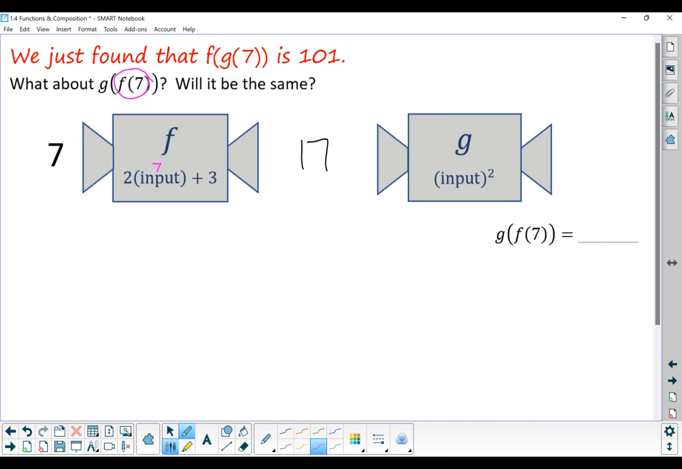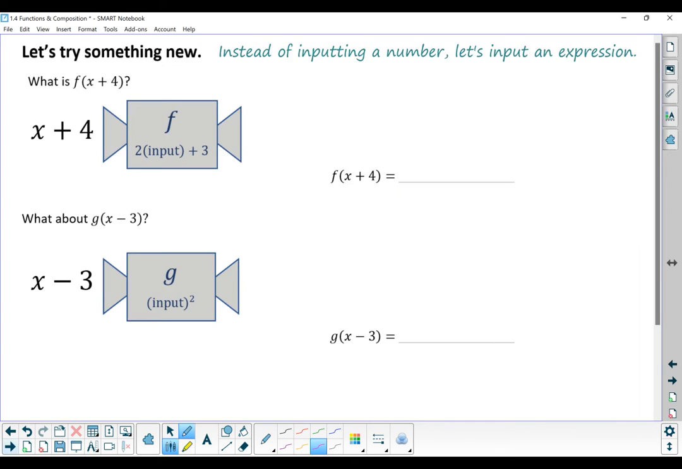And we want to put that result into function g. Well, if 17 goes into function g, it is going to square it. So what we would get out is 289. So f of g of 7 is different from g of f of 7. So composition is one of those mathematical operations where the order does matter. Addition, multiplication, we don't care if it's 5 times 3 or 3 times 5, it's the same. But with composition, f of g of x is different than g of f of x.